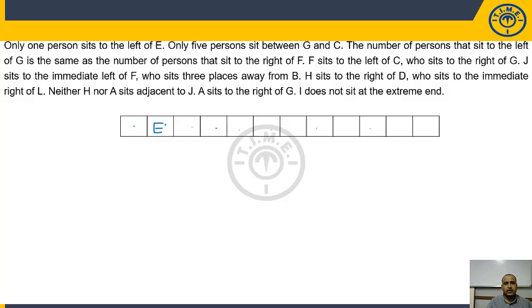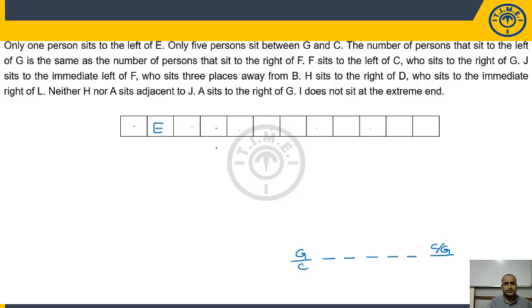And only 5 persons sit between G and C. So between G and C, how many are there? 5 persons. G or C, 1, 2, 3, 4, 5, and C or G. Next. If I try to place this, more possibilities will come. So let's keep it aside and move further.